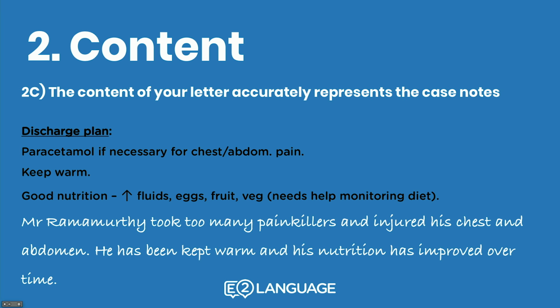Now, have a look at this one that I've written, which is wrong. It says, Mr. Ramamurthy took too many painkillers and injured his chest and abdomen. He has been kept warm and his nutrition has improved over time. This is all a misinterpretation of the case notes. So I'm not accurately representing them. I would be scored poorly for this.